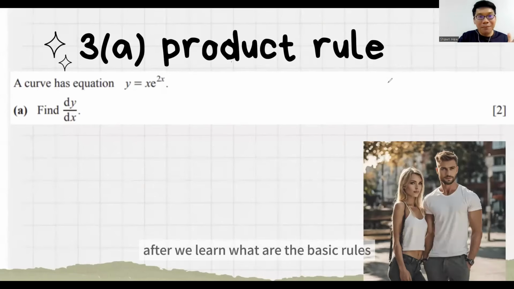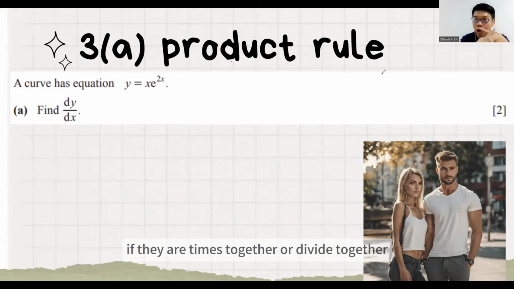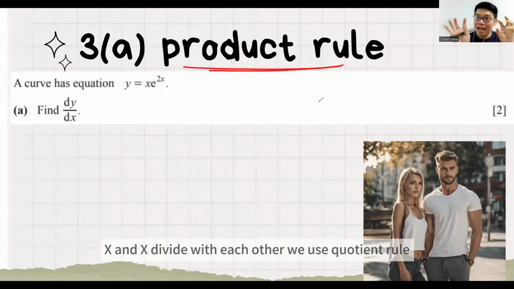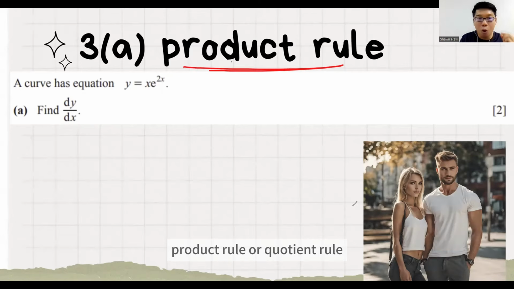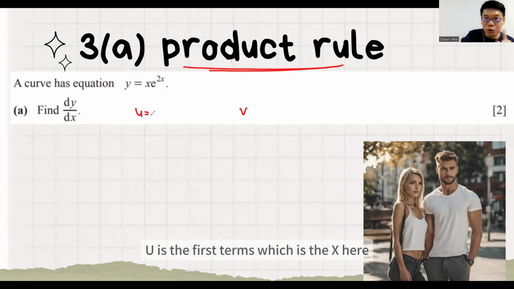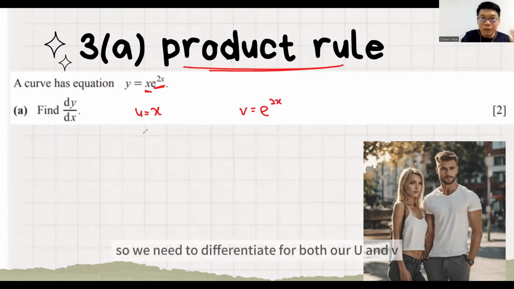Okay, so after we learn the basic rules and how to do the special 5, we also need to learn what to do if they are multiplied together or divided together. If x and x are multiplied together, we use the product rule. If x and x are divided by each other, we use the quotient rule. So whether it's the product rule or quotient rule, we must first identify what our u and v are. U is the first term, which is the x here, and then v would be the second term, which is our e^(2x). So we need to differentiate both our u and v.